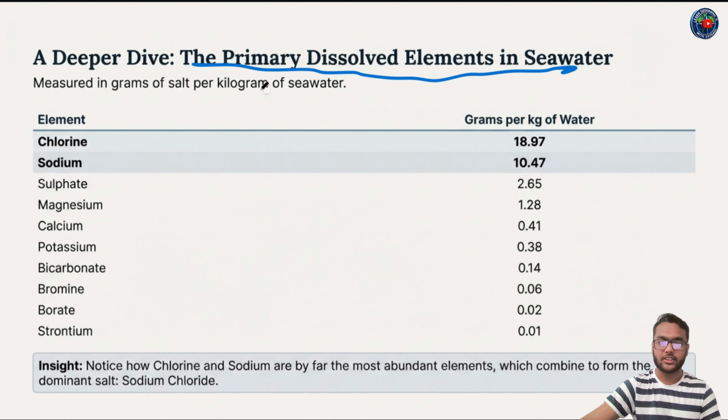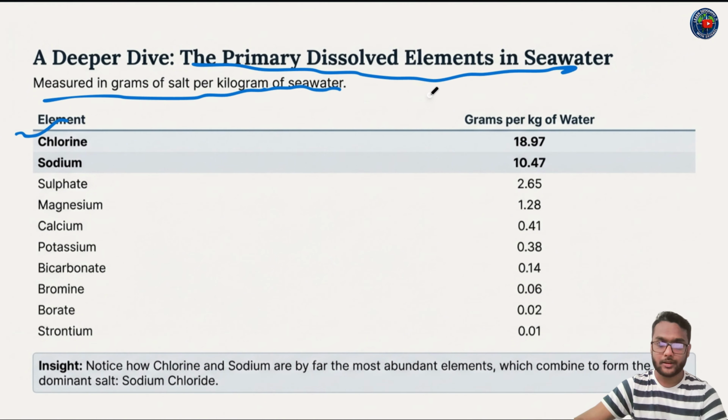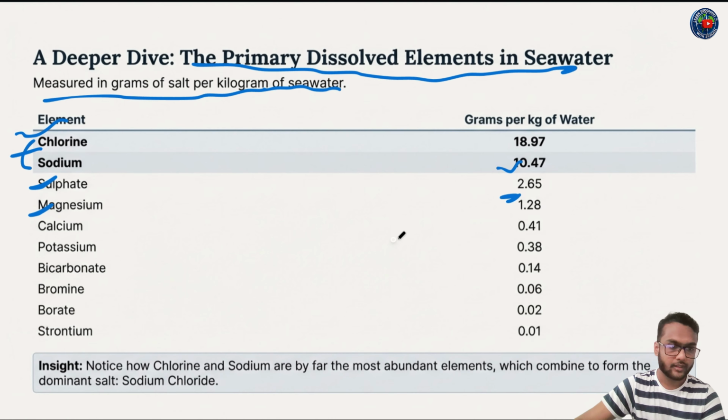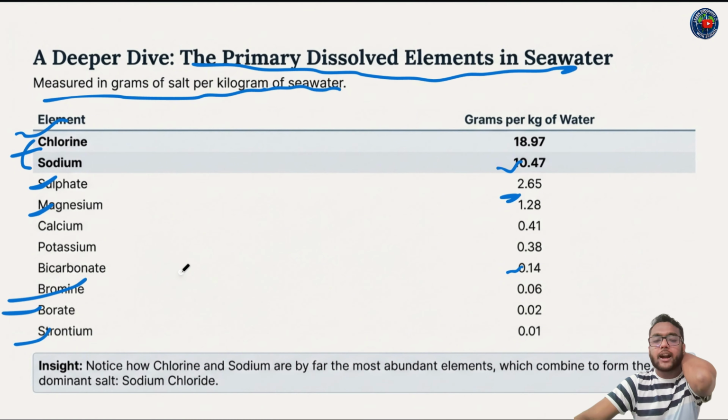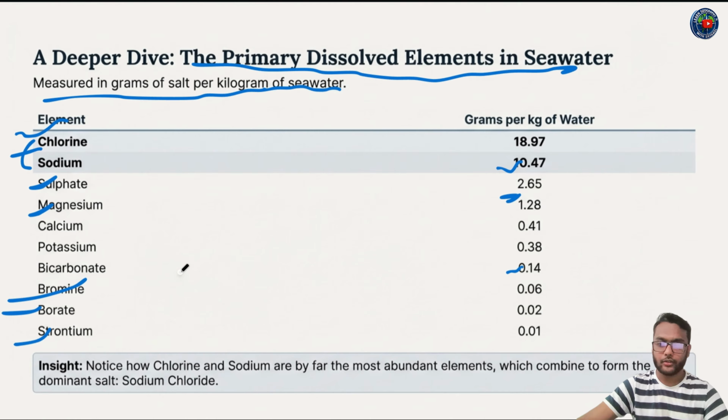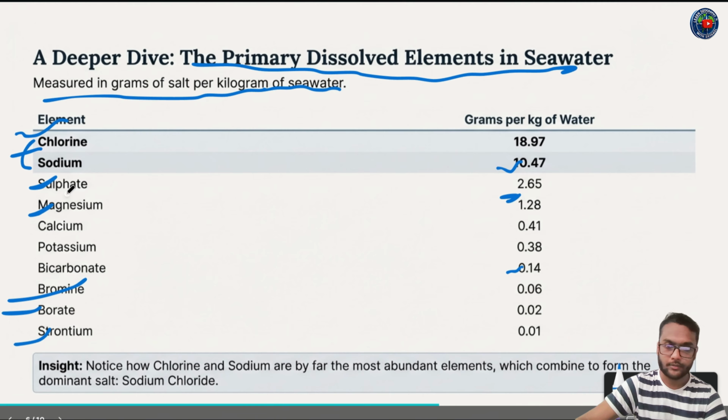A deeper dive. The primary dissolved elements in seawater, measured in grams of salt per kilogram of seawater. Chlorine 18.97 grams per kg. Sodium 10.47 grams per kg. These are the main dominant chemical elements. Sulfate 2.6 grams per kg. Magnesium 1.28, calcium 0.41, potassium 0.38, bicarbonate 0.14, bromine 0.06, borate 0.02, strontium 0.01. Notice how chlorine and sodium are by far the most abundant elements, which combine to form the dominant salt, sodium chloride.